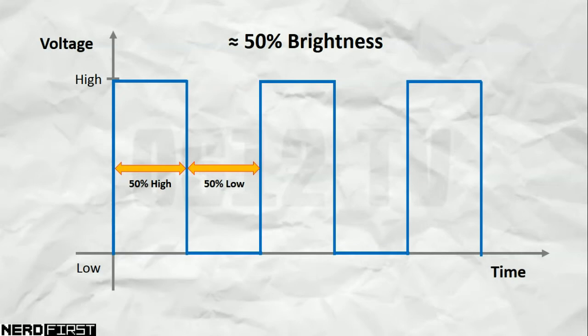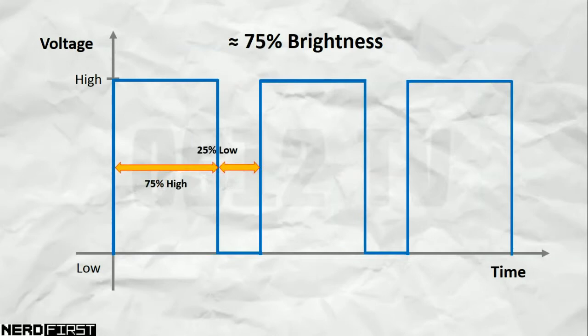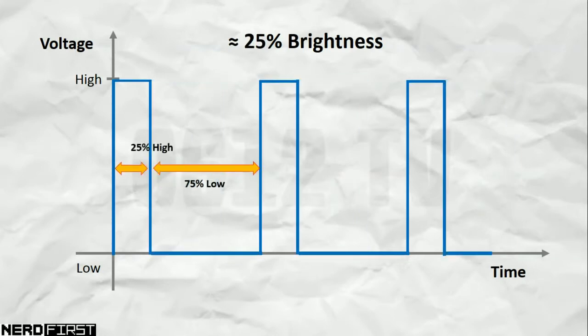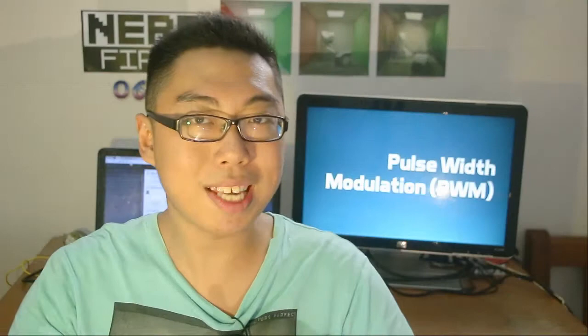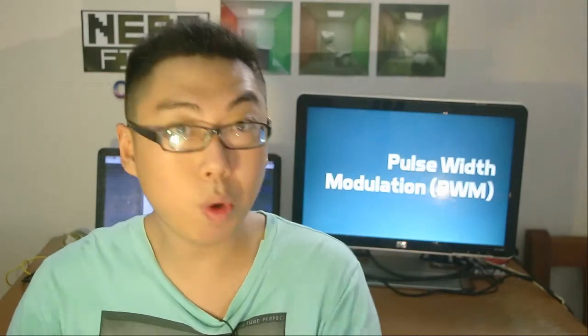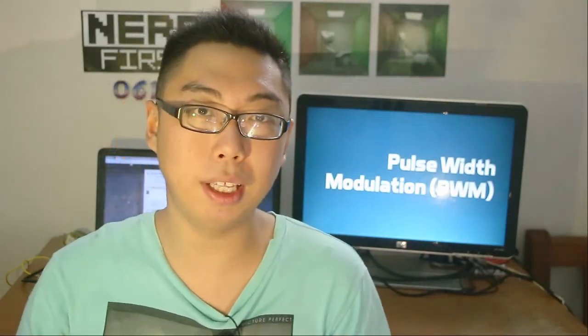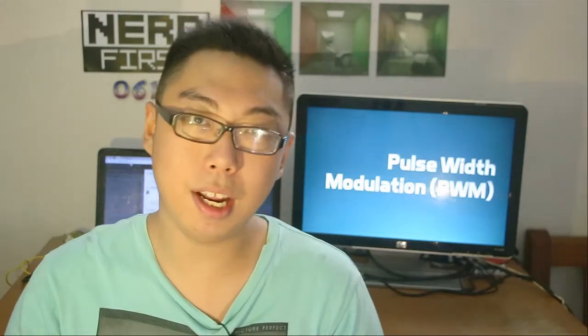If it spends a lot of the time in the high state, then of course it appears brighter. Whereas if it spends just a tiny fraction of the time in the high state, then we'll see that it appears much dimmer. So what's happening under the hood is that the light is flashing very rapidly. But we don't see that because it's flashing so quickly that we cannot discern it. That is PWM in a nutshell.